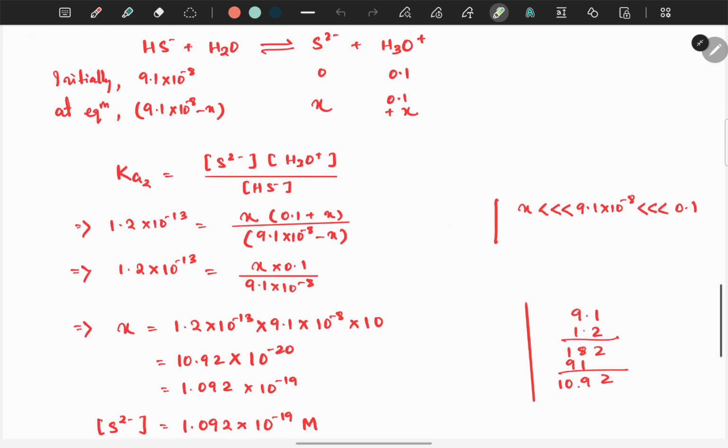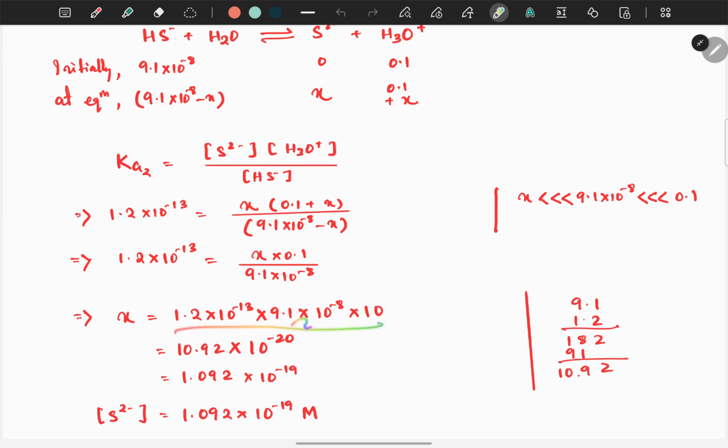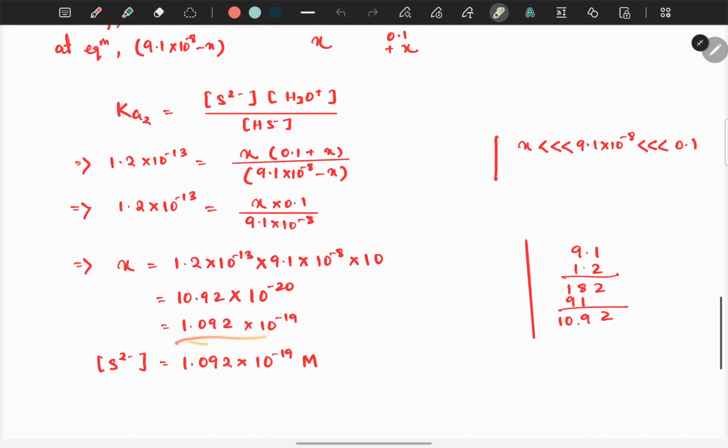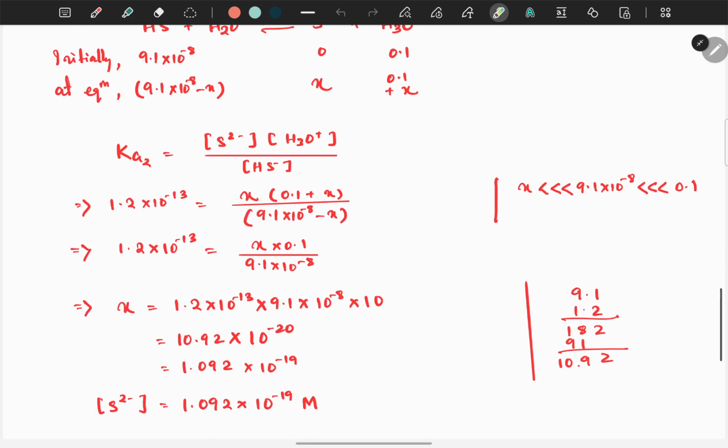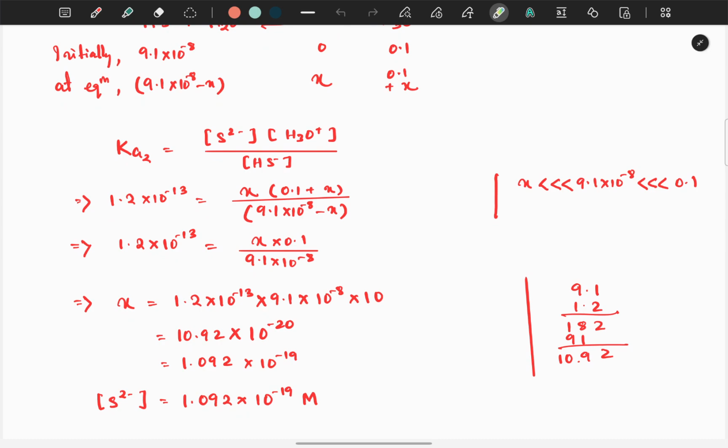So when we calculate, the value of X becomes 1.2 into 10 to the minus 13 into 9.1 into 10 to the minus 8 into 10. By solving this, we will get 1.092 into 10 to the minus 19, and this is the concentration of S2 minus, which is equal to X. So this is a little bit lengthy, but we have to solve this. If you solve this once, it will become very easy, but we have to do the calculation in a wiser way, so that we can complete it timely and get a very approximate and right answer.